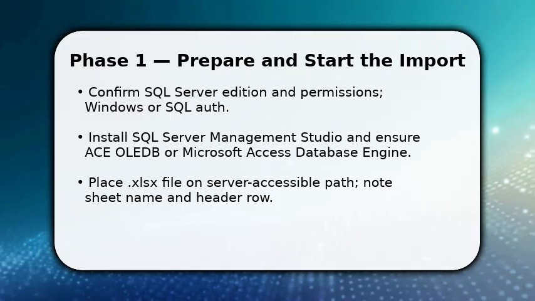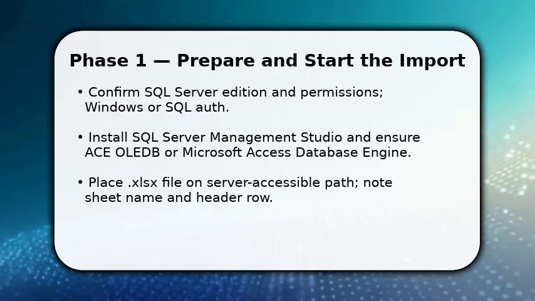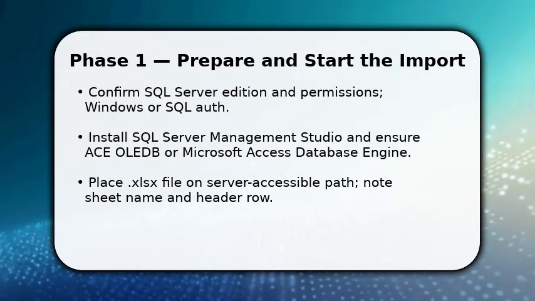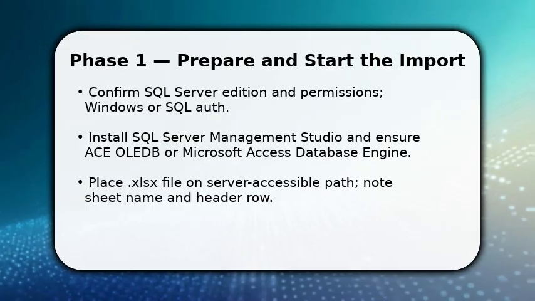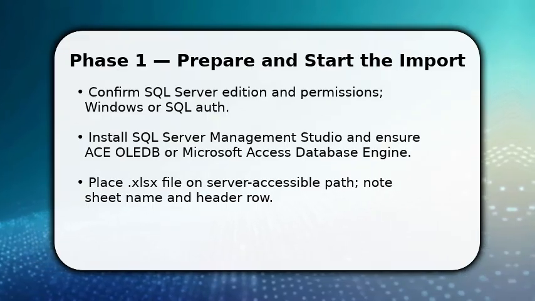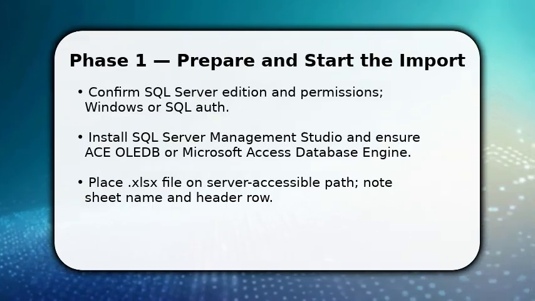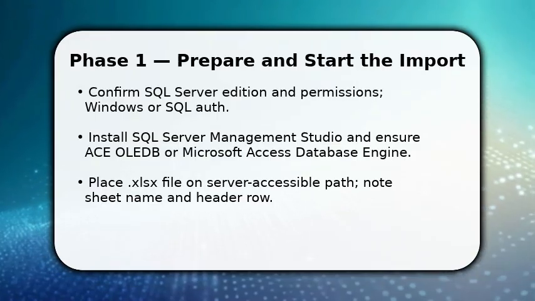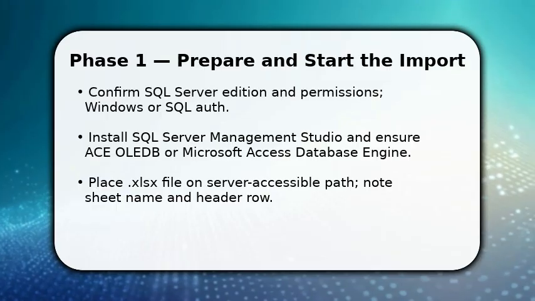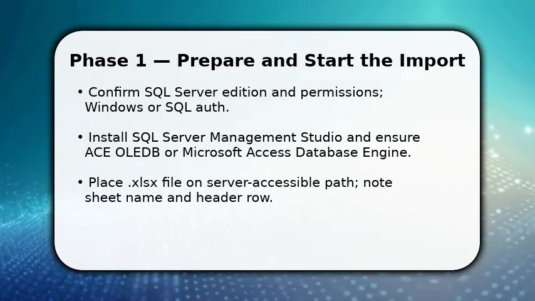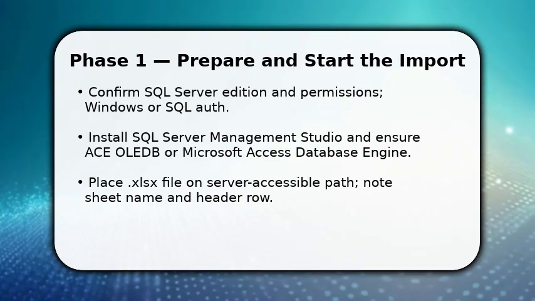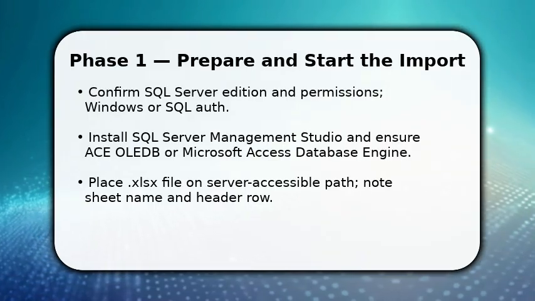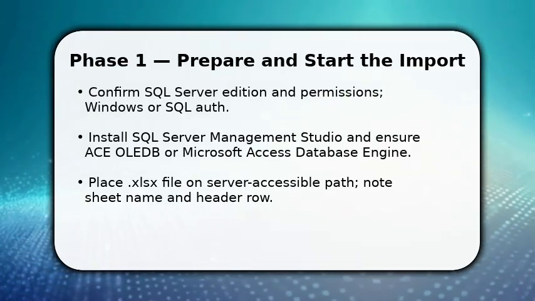You start by confirming your SQL Server edition and that you have appropriate permissions. Use Windows authentication if possible. Once validated, install SSMS and the Microsoft Access Database Engine provider so SQL Server can read .xlsx formats. Next, place the file on a path the server account can reach, and note the exact sheet name plus whether the first row is headers.